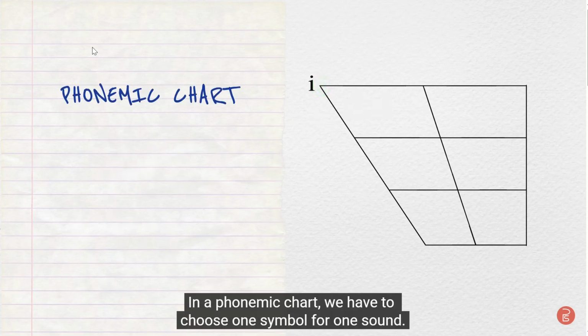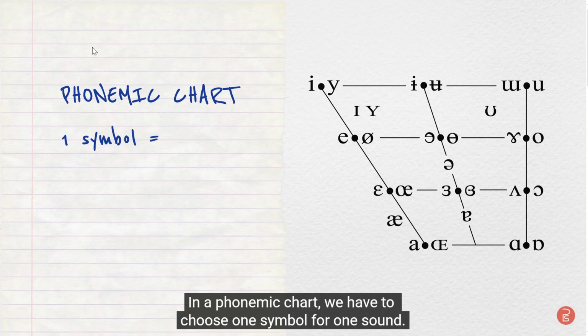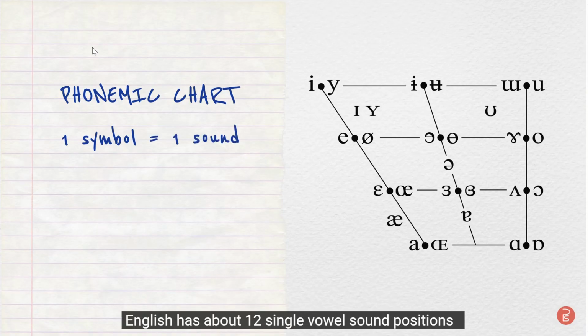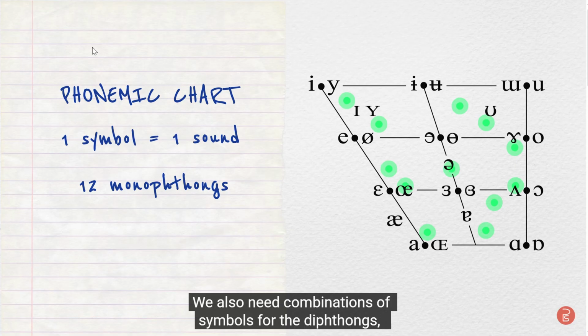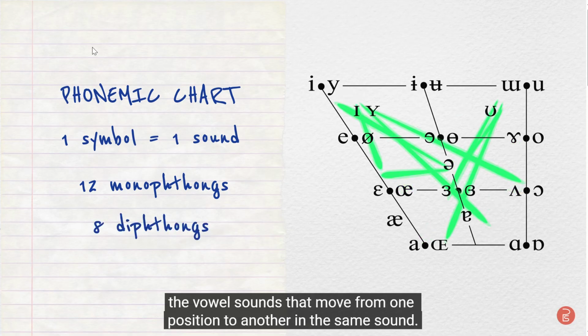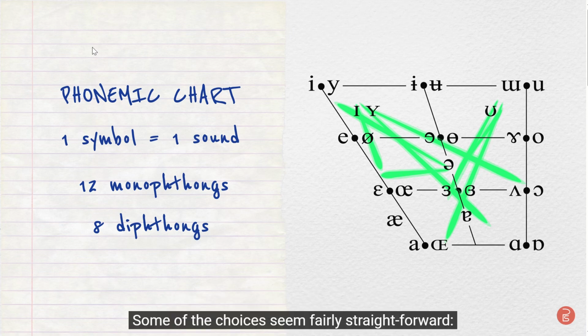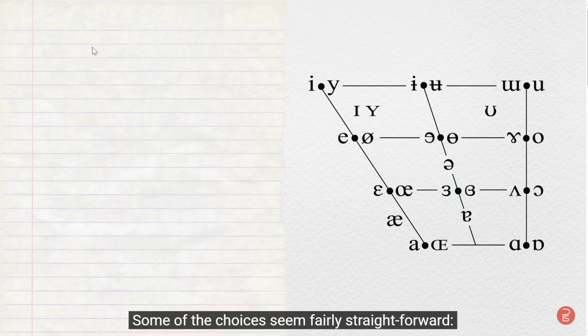In a phonemic chart, we have to choose one symbol for one sound. English has about 12 single vowel sound positions, or monophthongs, so we need to choose a symbol for each one. We also need combinations of symbols for the diphthongs, the vowel sounds that move from one position to another in the same sound. Some of the choices seem fairly straightforward.